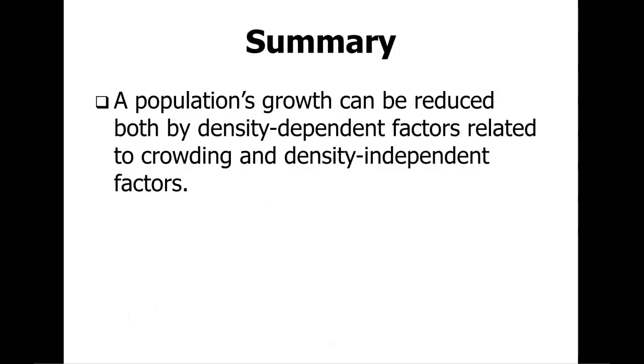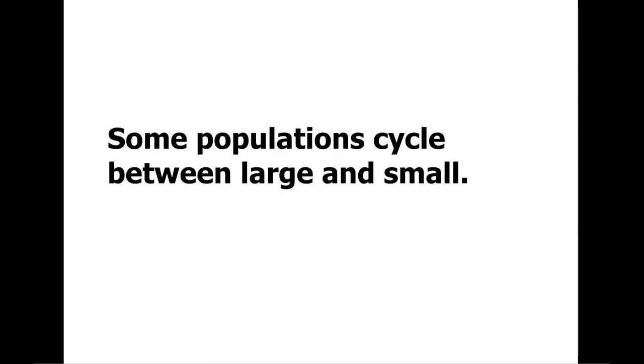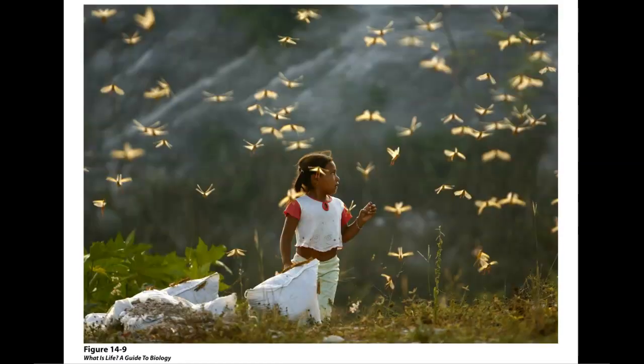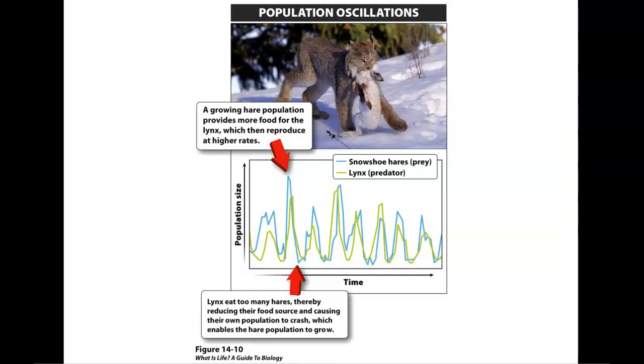So a population's growth can be reduced by both density-dependent factors related to crowding and density-independent factors. Those, remember, are things such as natural disasters. So some populations cycle between large and small. We talked about those population oscillations.